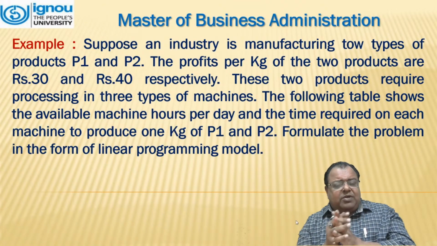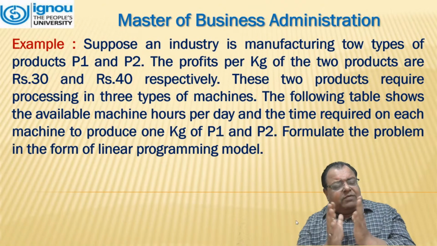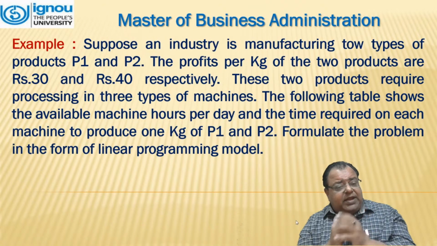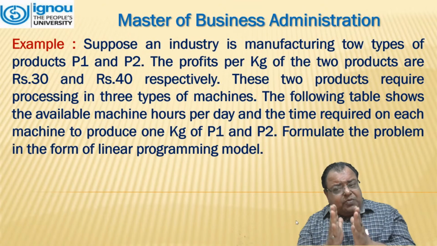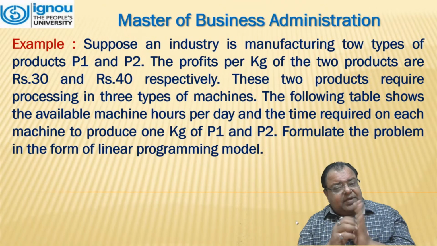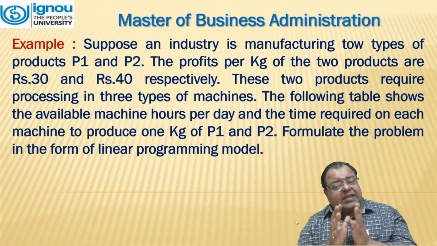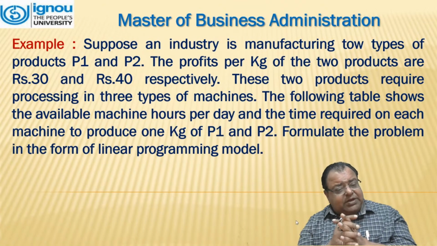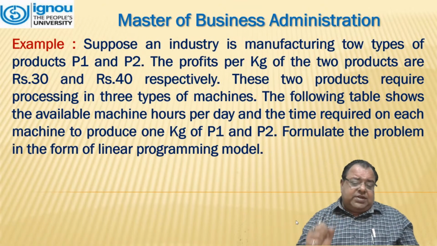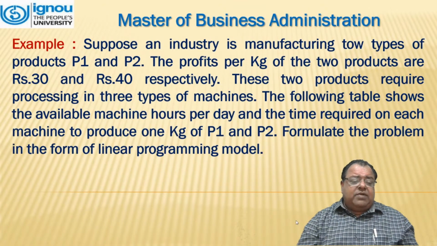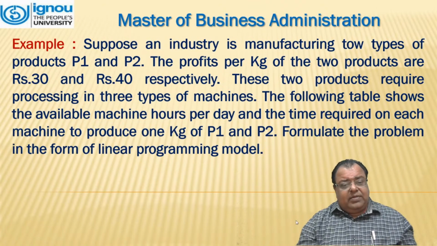Suppose an industry is manufacturing two types of product, P1 and P2. The profit per kg of the two products is rupees 30 and rupees 40 respectively. These two products require processing on three types of machine. The following table shows the available machine hours per day and the time required on each machine to produce 1 kg of P1 and P2. Now the question is: formulate the problem in the form of a linear programming model.